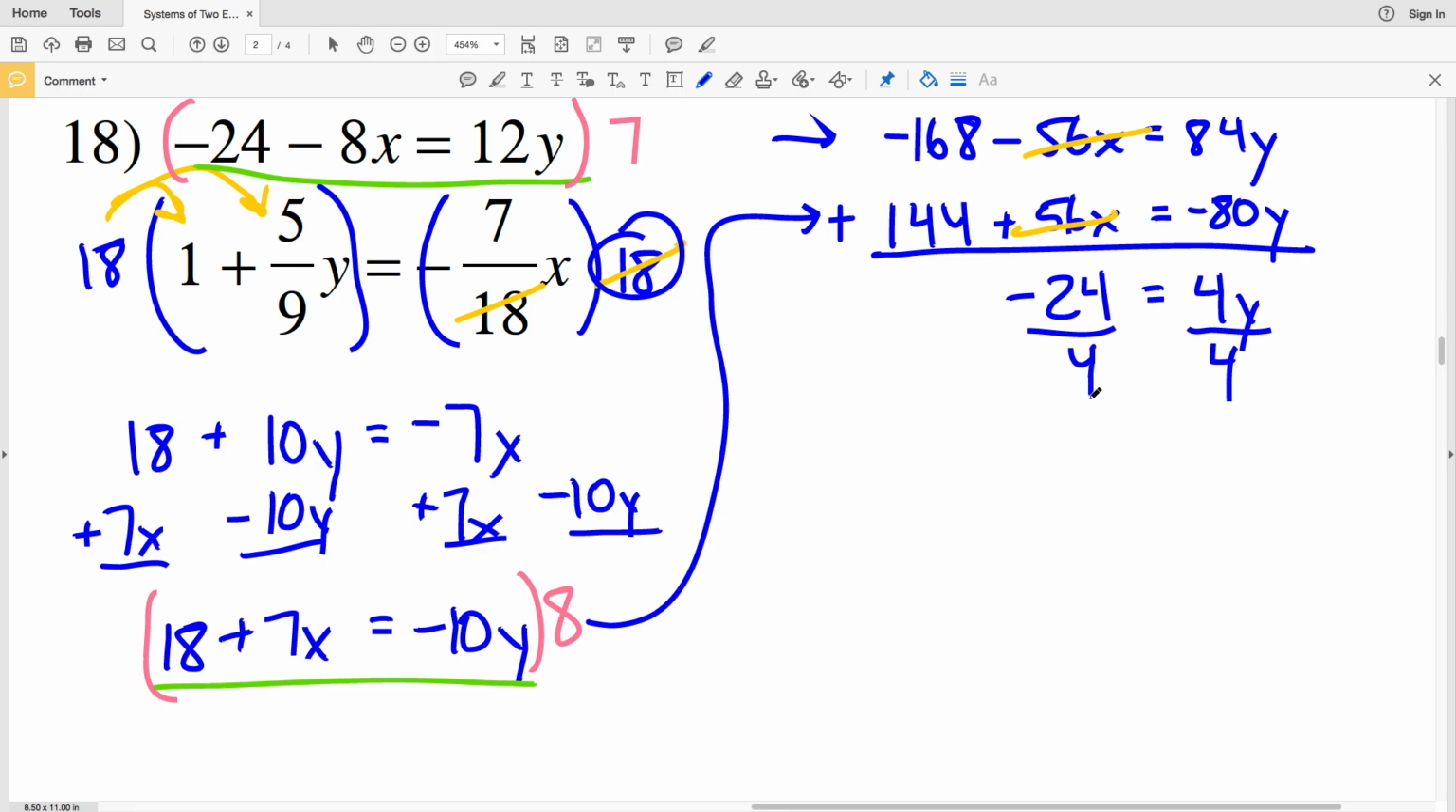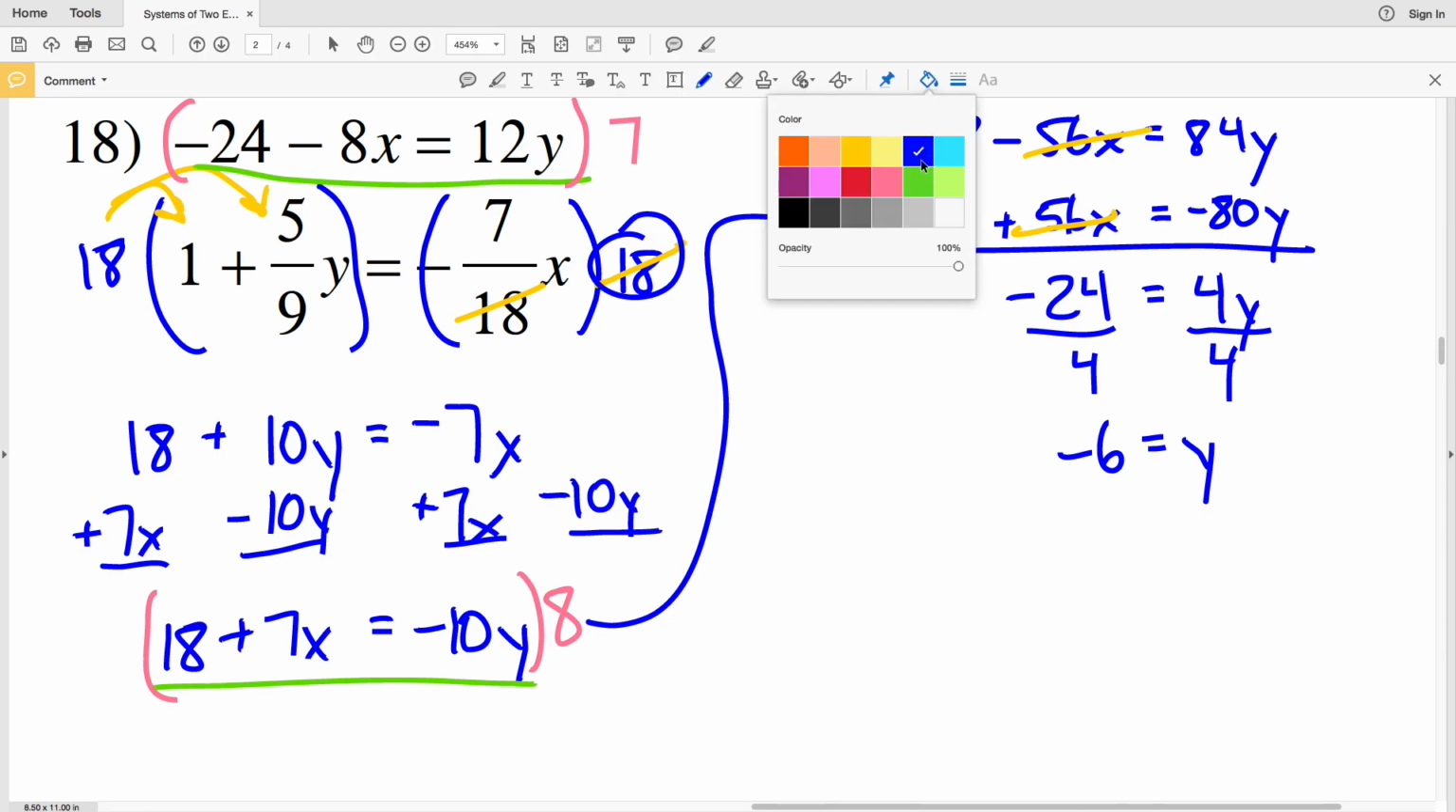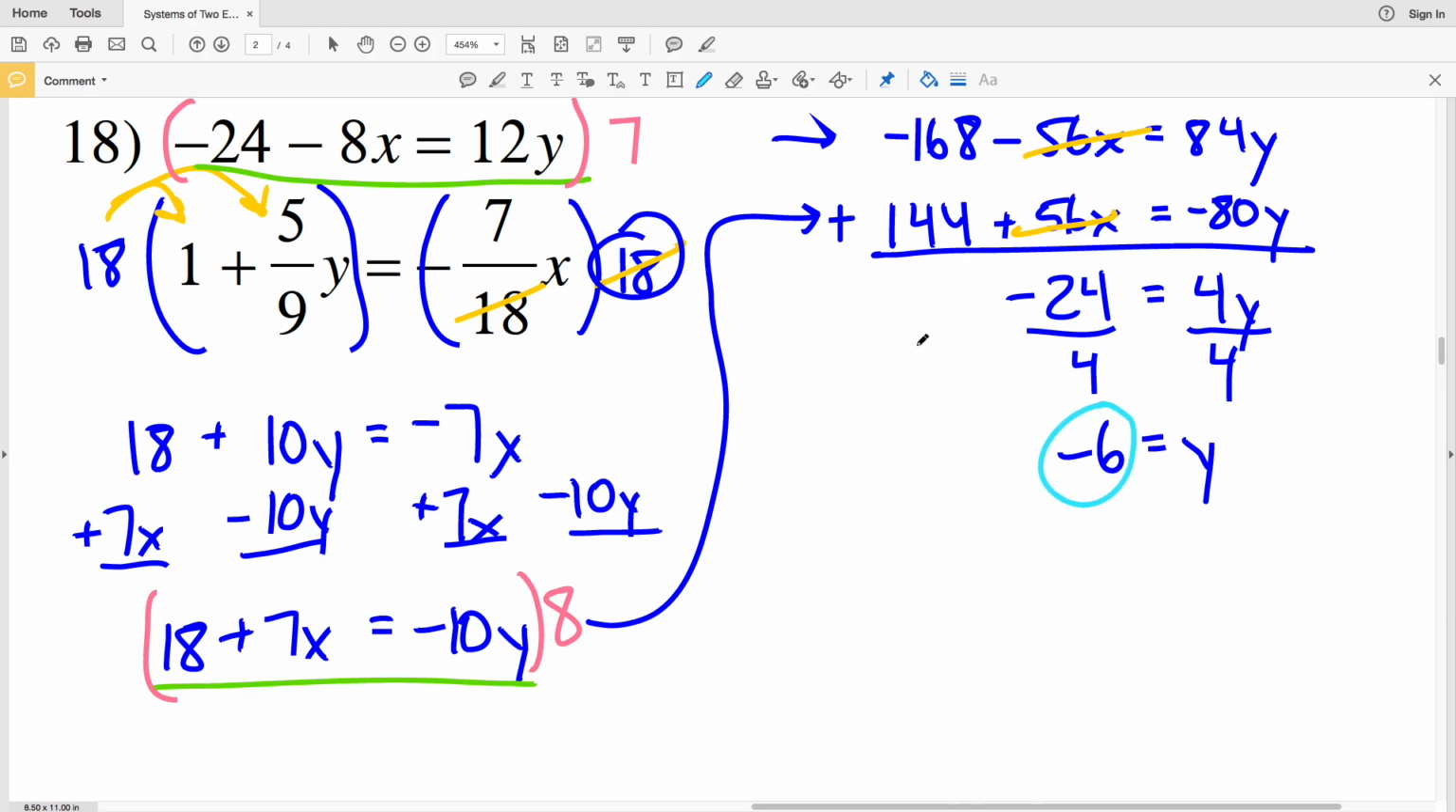So then all I need to do is divide both sides by 4 to get that negative 6 is equal to y. And now that I have that negative 6 equals y, I'll take that value of y and plug it into either of my equations. Let's plug it into this first equation. So negative 24 minus 8x equals 12 times negative 6, which is negative 72.